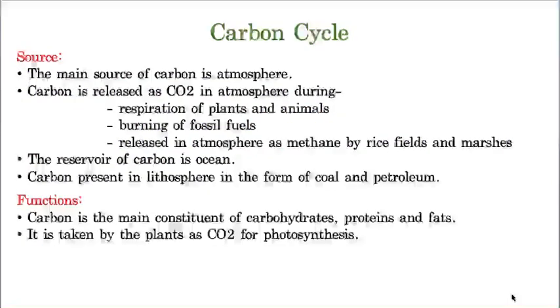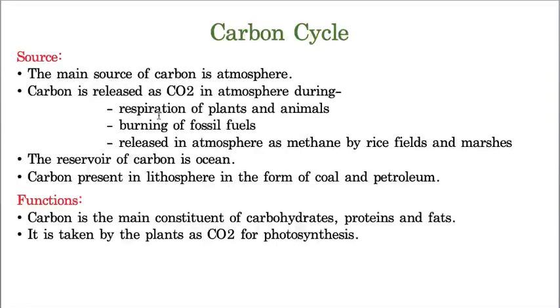Now this is the carbon cycle. Before we enter into the concept, first of all we'll understand what is the source of the carbon cycle, then we'll slowly enter into the cycle. Now the source of this carbon is the atmosphere. How did the carbon enter into the atmosphere? Carbon is entering into the atmosphere in the form of carbon dioxide. How? By the respiration of plants and animals, and by the burning of fossil fuels.